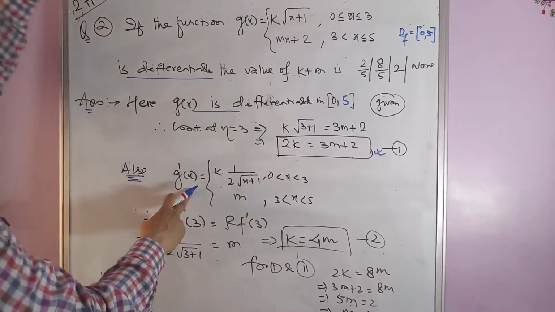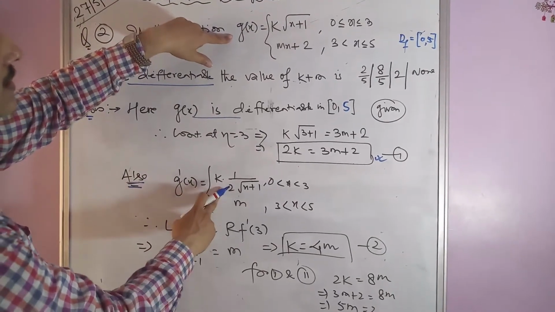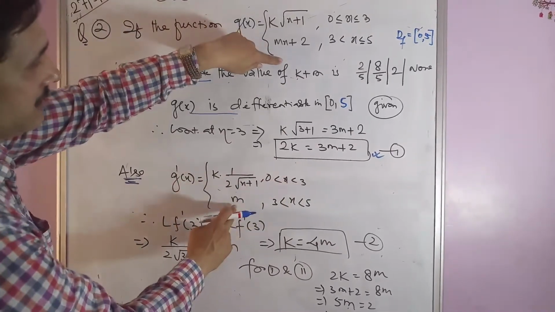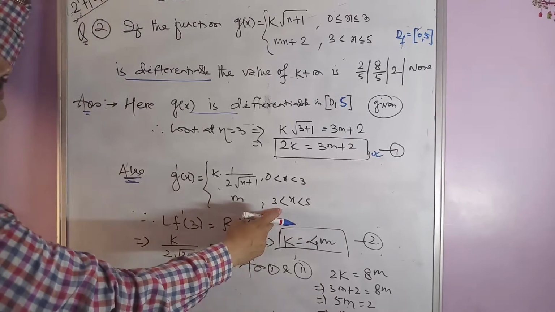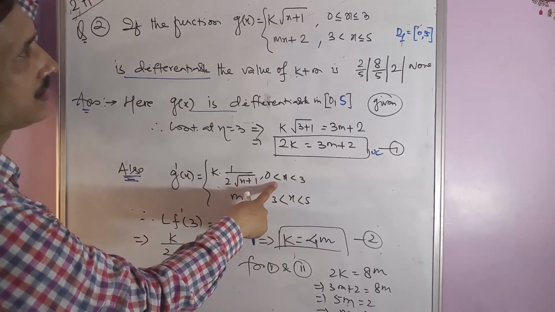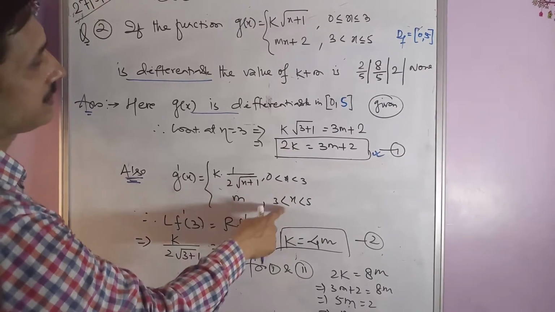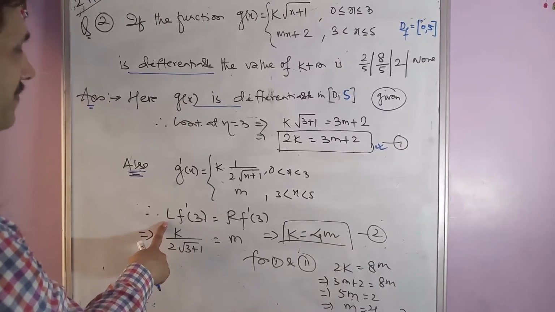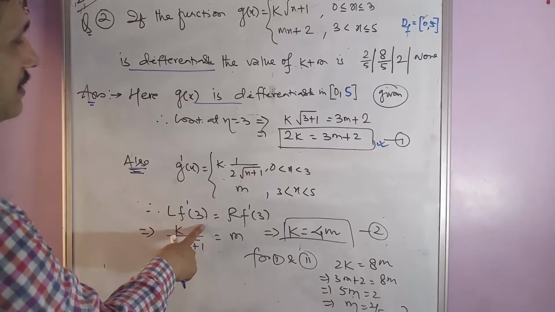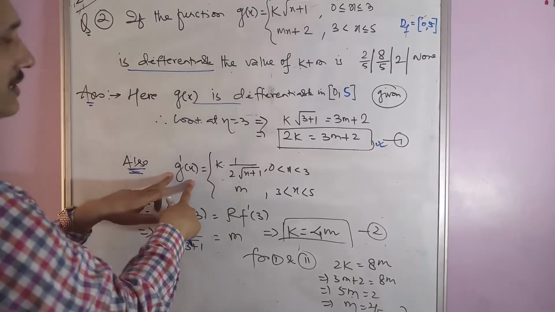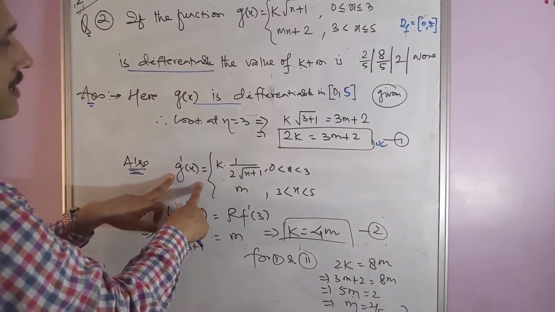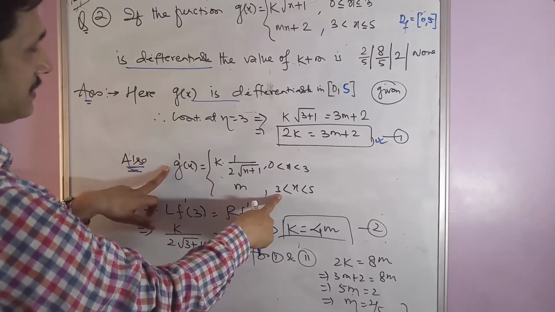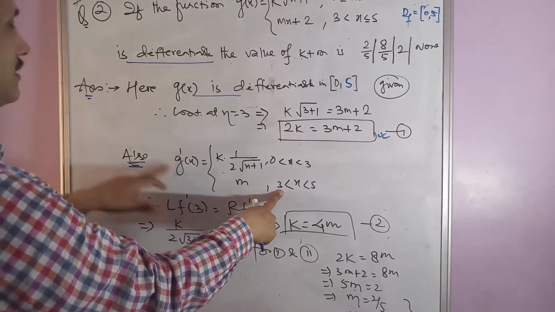Also we differentiate: g dash x is k by 2 under root x plus 1 for x lying between 0 to 3, and here m. Notice here we remove the equality sign on end points 0, 3, 5. Left hand derivative at 3, actually left hand limit of g dash x at 3. Similarly, right hand derivative at 3 means the right hand limit of g dash x at 3.